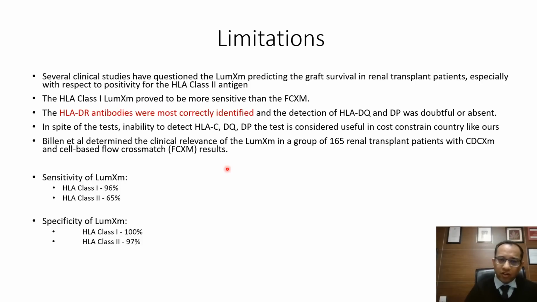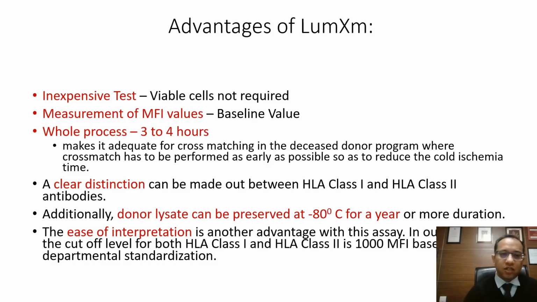We did a few studies, and we now have considerable exposure in doing the Luminex crossmatch. Very interestingly, Bill et al. also tried to study the clinical relevance of Luminex crossmatch in a group of 165 renal transplant patients, and found that the sensitivity of Luminex crossmatch was 96% in class 1, which we also found, but in class 2 it gave around 35% false positive results. However, the specificity of Luminex crossmatch was 100% in class 1 and 97% in class 2. So this test has its limitations, but it has advantages as well.